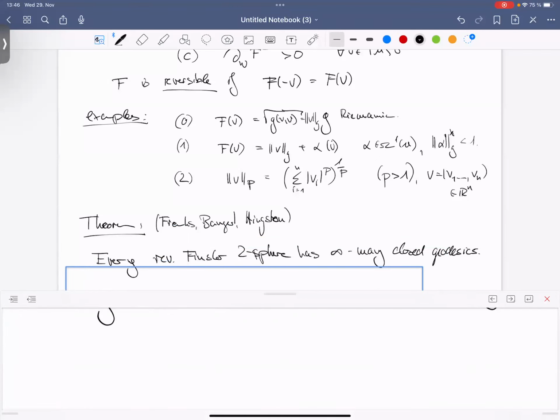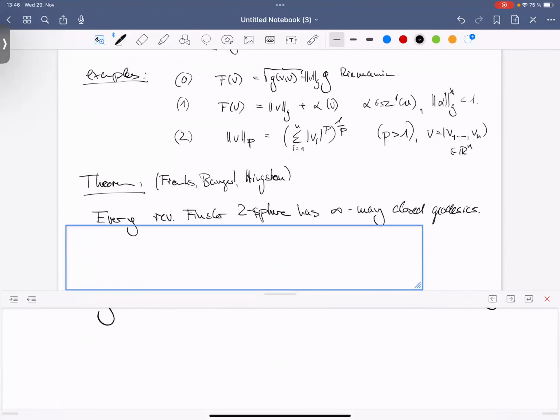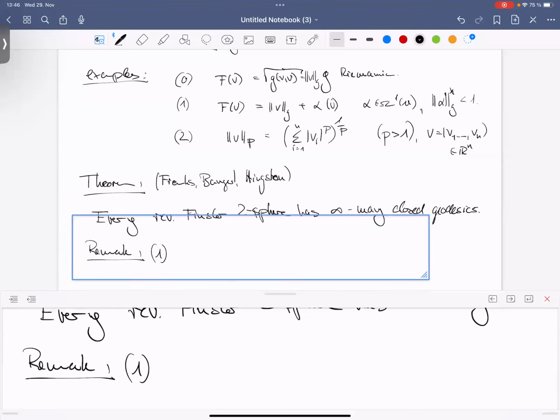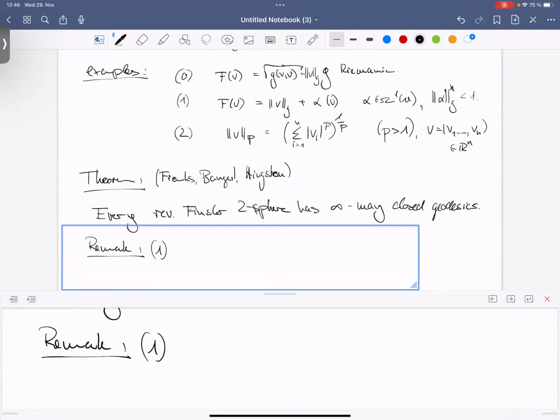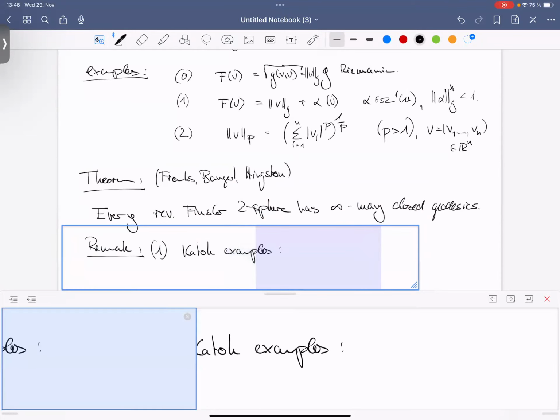Okay, now let me remark on the reversibility. Actually, for non-reversible Finsler metrics, the theorem of Lusternik and Schnirelmann is false, as is also this theorem of Bangert, Franks, and Hingston. The so-called Katok examples, very classical examples from the 70s, they are super simple.